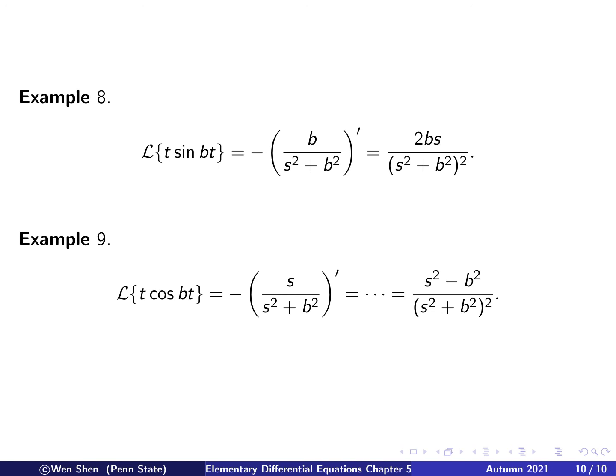I want to say that even though it involves a little bit more work to compute the derivative, still it's much less work than computing the transform by definition, by working out the integral of t times cosine bt times e to the negative st dt. That will be really a lot of work. So still this saves us a lot of time and hard work.